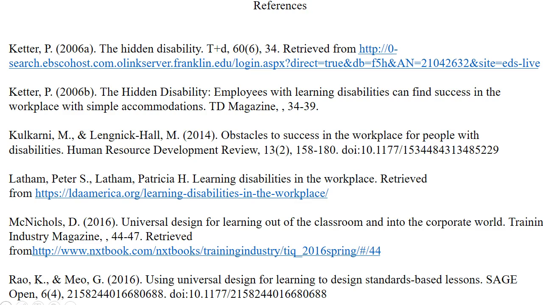Looking at how Ketter provided some background on the hidden disability, employees with disabilities. What are some of the strategies that they can use to find success? And as you'll see, with simple accommodations. So the industry is still looking at meeting needs based on accommodations for students. So that concludes my discussion.